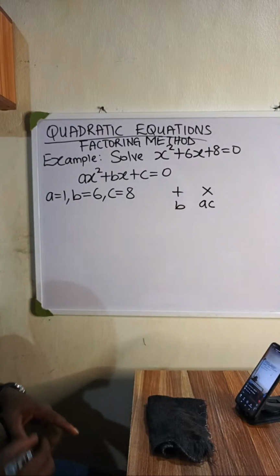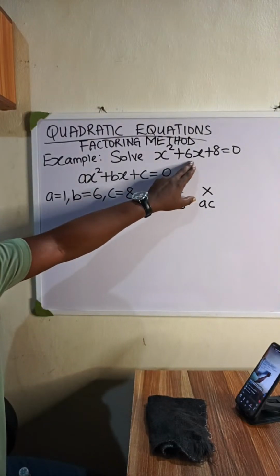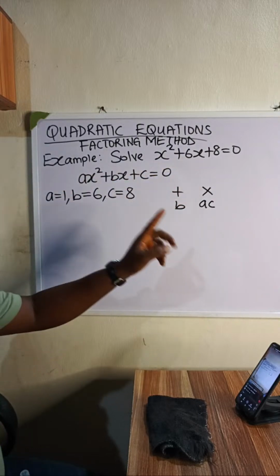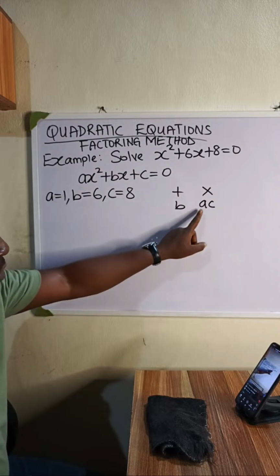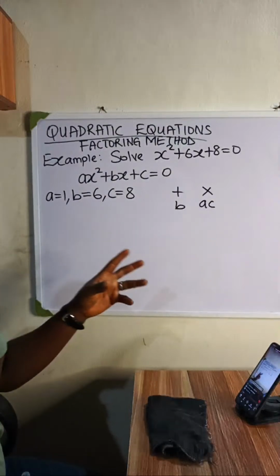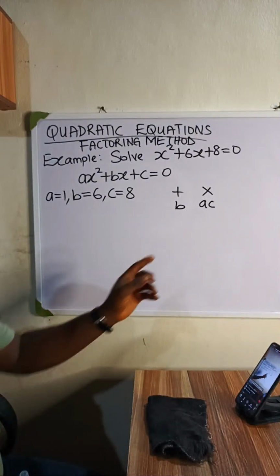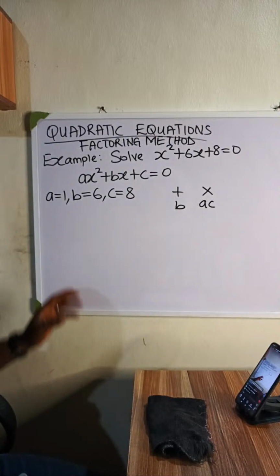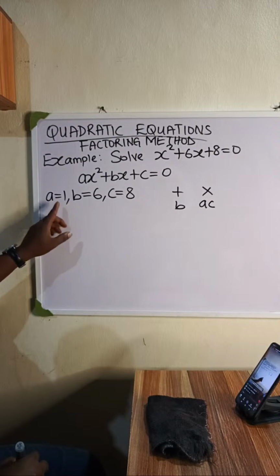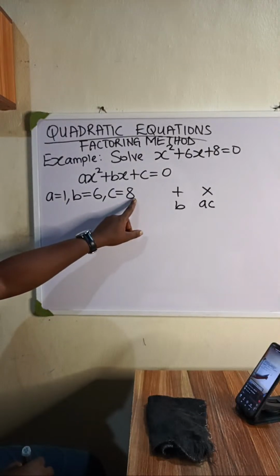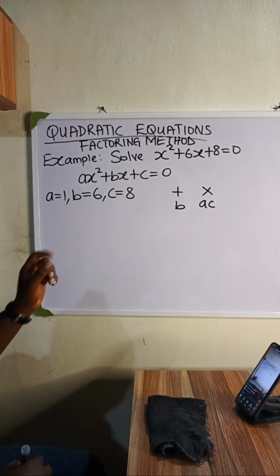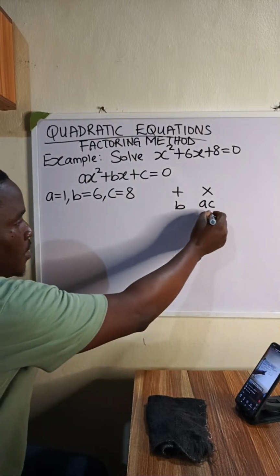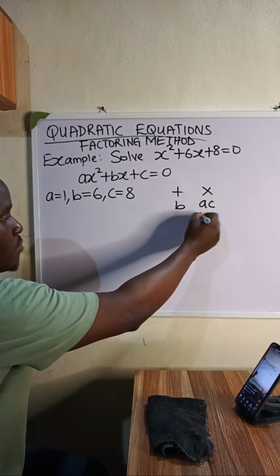Okay, so now we want to split this into 2. So we are looking for two numbers. When you multiply those two numbers, you're going to get AC. And when you add those same two numbers, you're going to get B. Okay, that's our target. Now let's come back here. What is AC? A is 1, C is 8. That means AC is 1 multiplied by 8. That means 8. Remember, 8 is the same thing as plus 8.